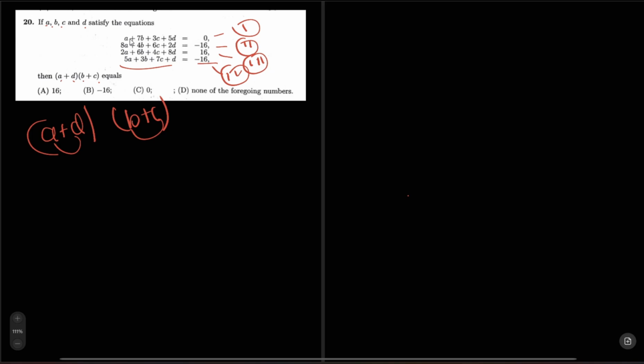Now as we see in the first equation, there is a plus 7b plus 3c plus 5d. In the second, 8a plus 4b plus 6c plus 2d. Is there any relation between them? No. In the third equation, there is 2a plus 6b plus 4c plus 8d. 8d is here, 6 is here, and 4 is here, and in the second, 4 is here and 6 is here. It shows some kind of relation, so you can identify one relation between equation 2 and 3.